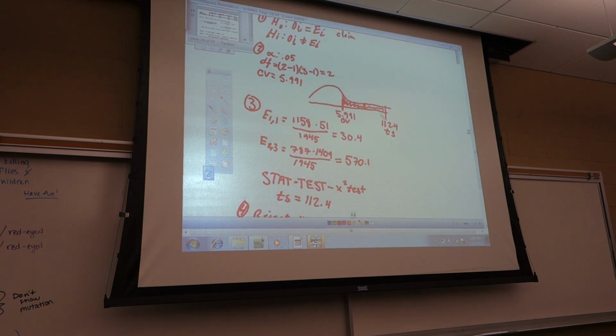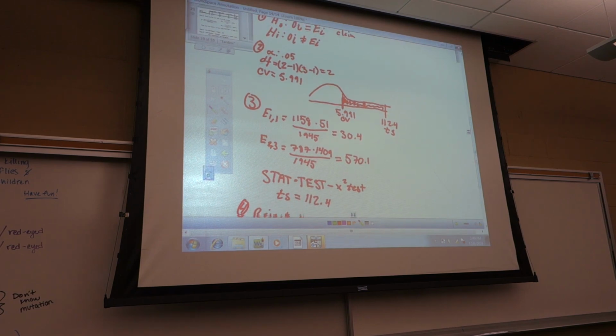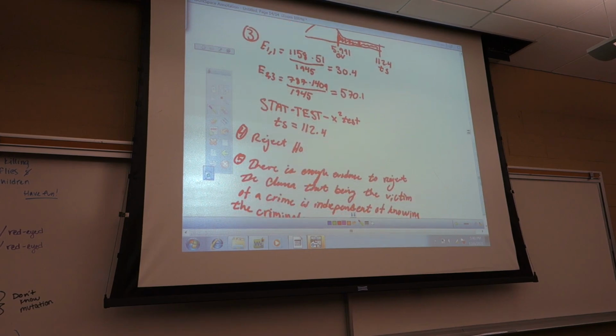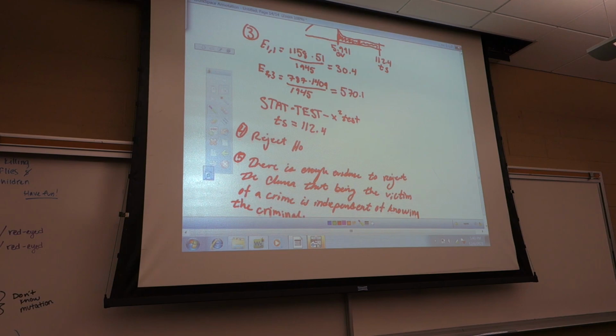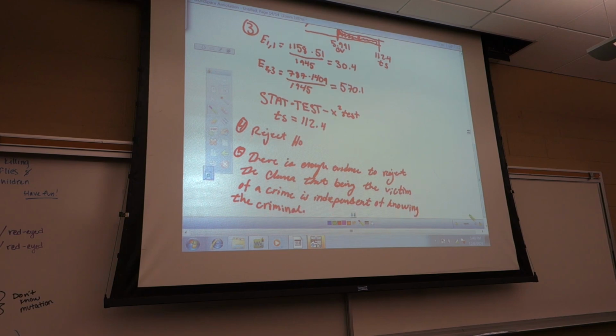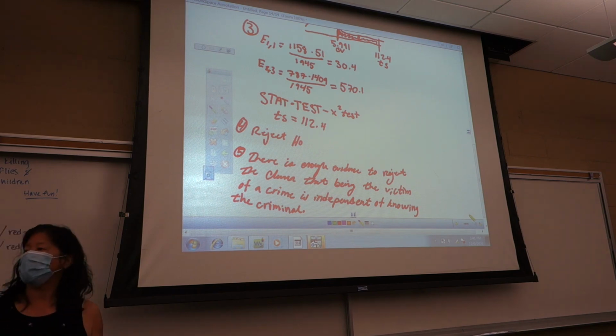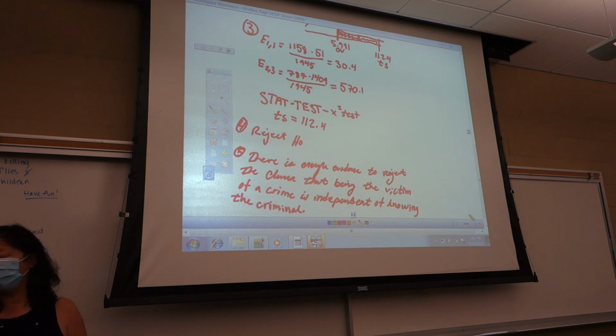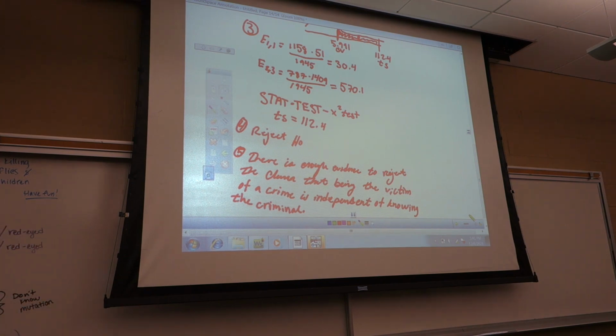And that's way in our rejection zone, so we're going to reject H naught. And I said there is enough evidence to reject the claim that being the victim of a crime is independent of the element. Perfect. Yep, so independent, again, independent is H naught. Proportions are equal, independent, those are all H naught claims. You could also have said that the proportions are expected. Reject the claim that the proportions are expected. That'd be fine as well.